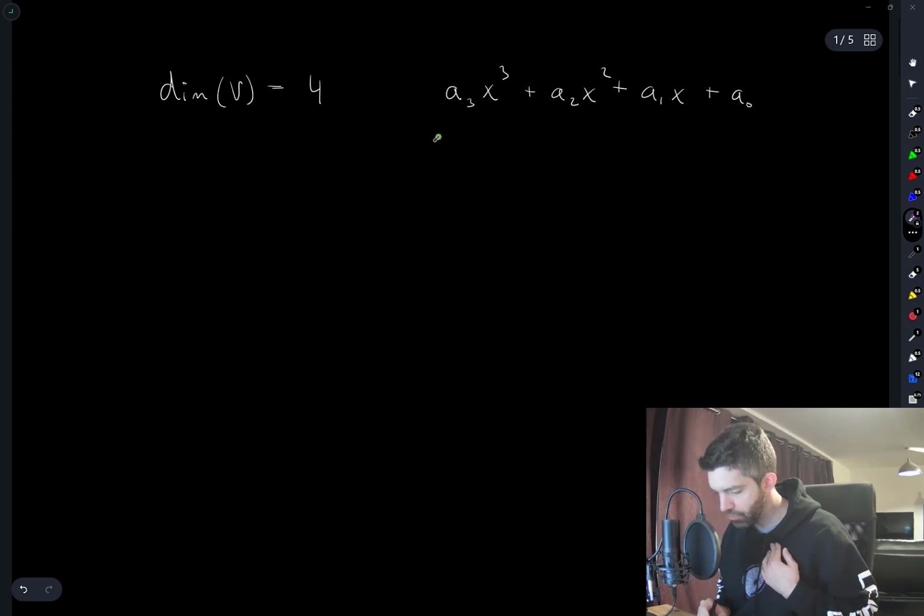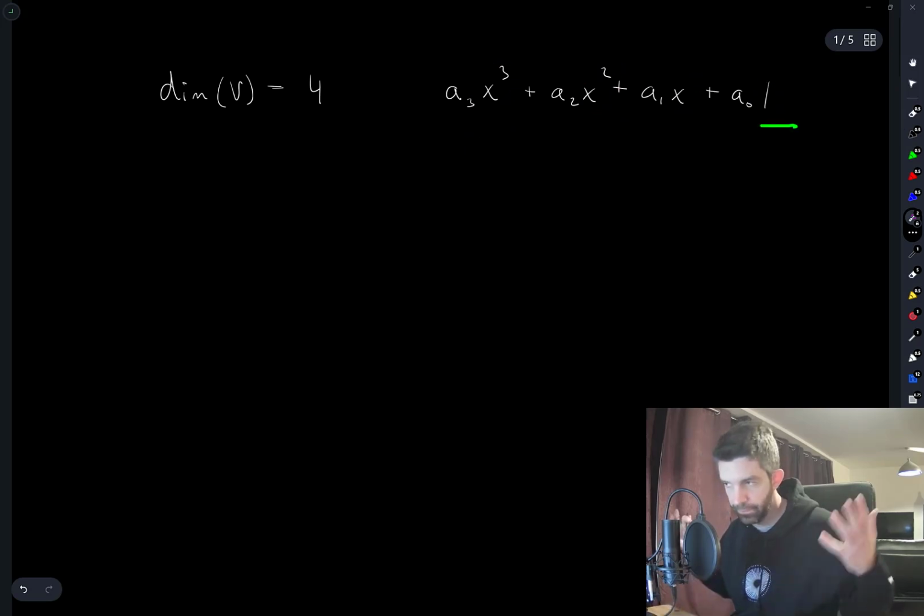So an arbitrary polynomial of degree 3 can be written like this. We see that we have 4 degrees of freedom here. In fact, these polynomials, including the constant 1 here, are a basis for V, and there's 4 of them. So we see the dimension is 4.